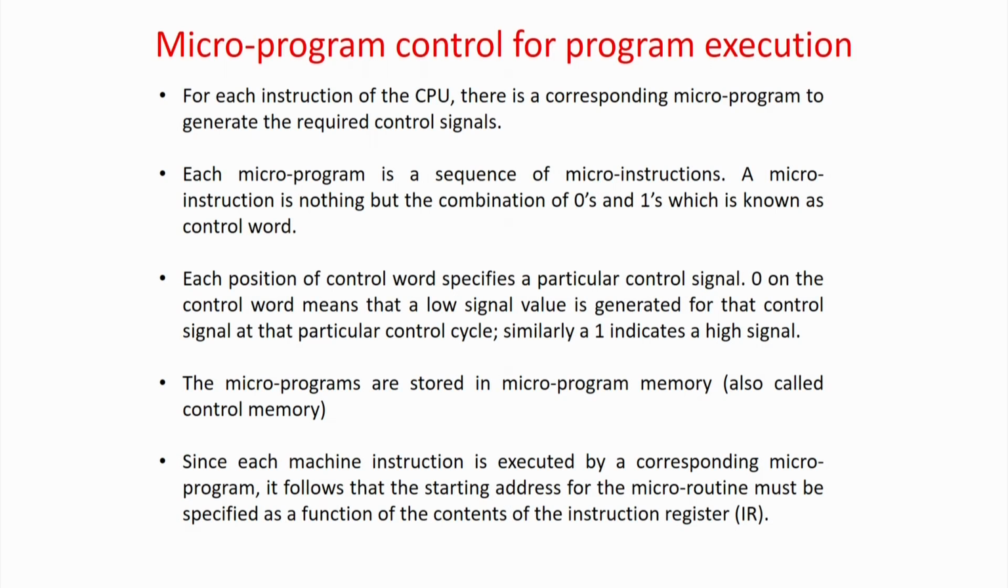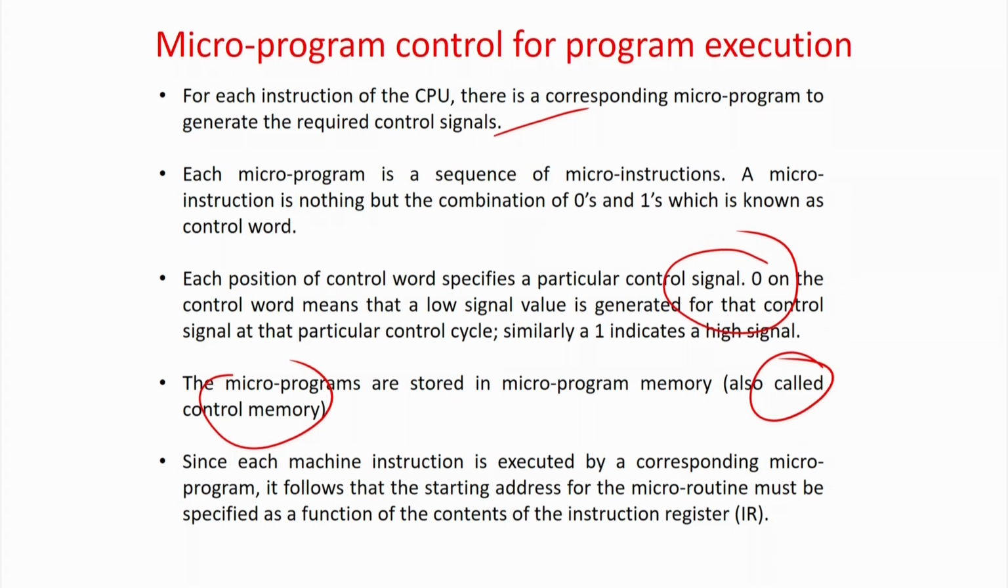So, let us start with the unit. Basically, as we were discussing, for each instruction of the CPU there is a corresponding microprogram for generating the control signals. For each macro instruction there will be a microprogram. Each microprogram is a sequence of micro instructions, and it is nothing but zeros and ones in a memory, as you have already seen. Each position of the control word specifies a particular signal and is placed in the memory. So it can be 0 and 1, and you can directly take the control memory word out and give it to the respective ports. That is actually called the microprogram control memory.